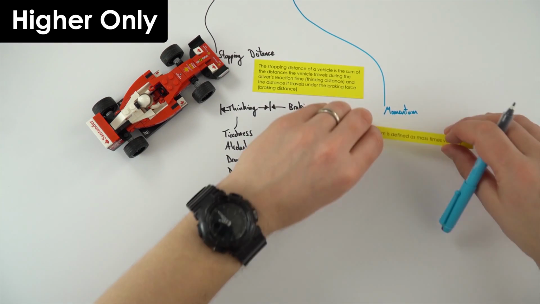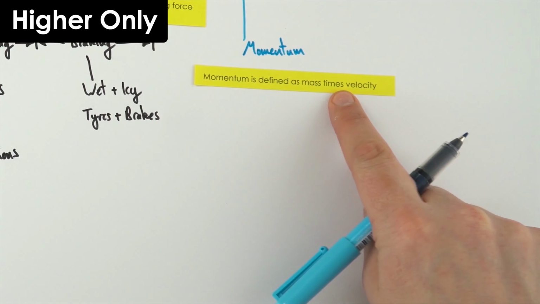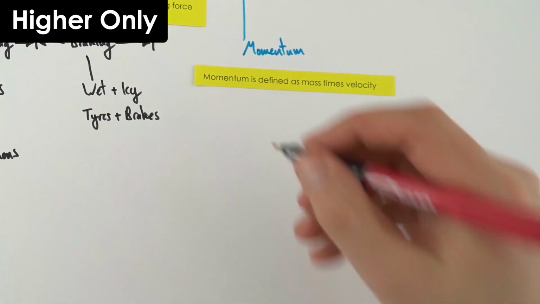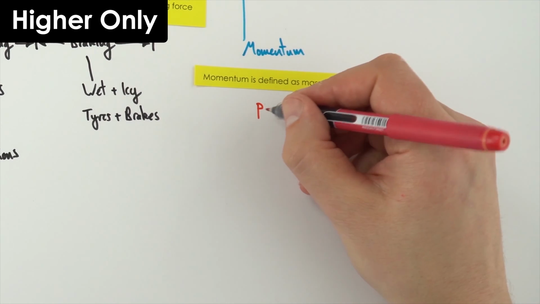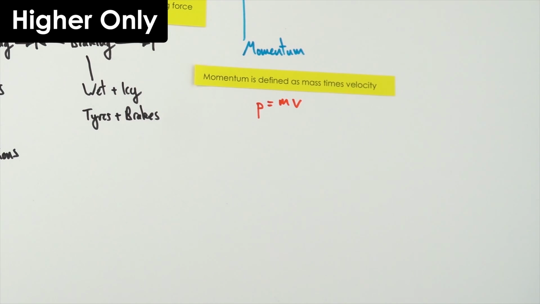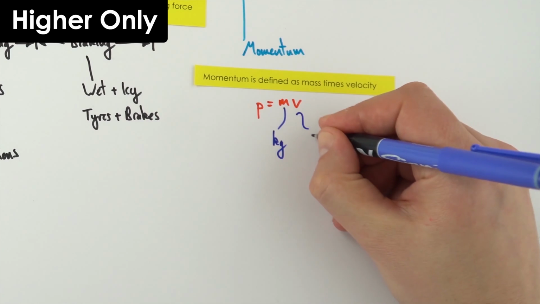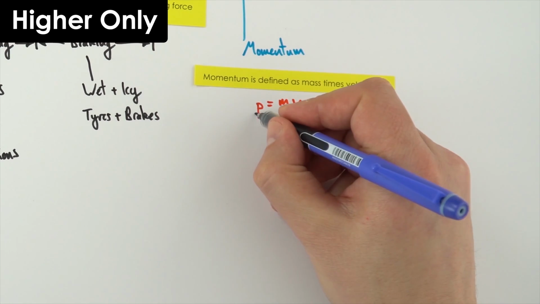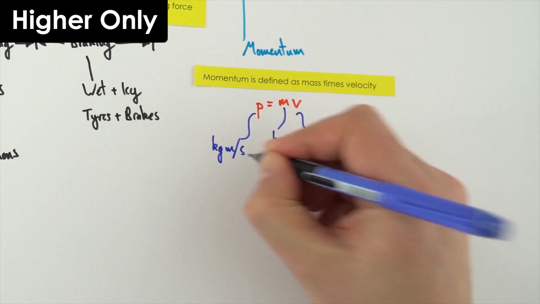Something we also look at is momentum. And momentum is simply defined as the mass times the velocity. So momentum, confusingly, has the symbol little p for momentum, from the word impetus, and this is equal to mass times velocity. Now for this, we measure our mass in kilograms, our velocity in meters per second, and that means the unit for momentum is kilograms meters per second.